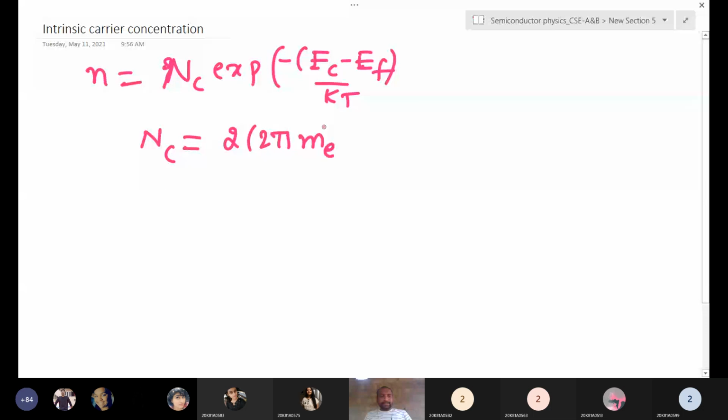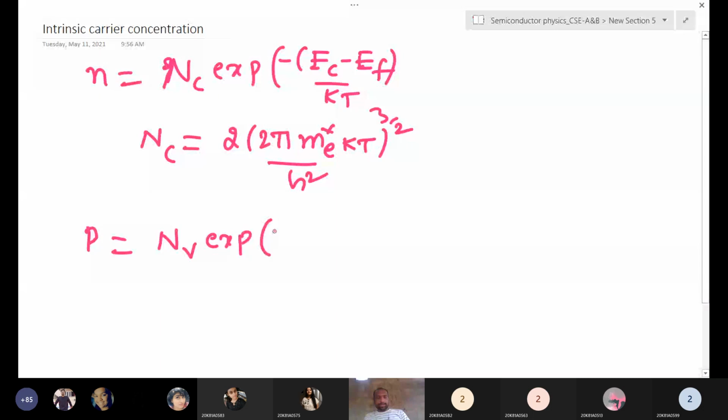This is the effective density of electrons. Okay, so for the effective density of holes, you can write Nv into exponential of what? Ev minus Ef, or you can write minus of (Ef minus Ev) by kT.